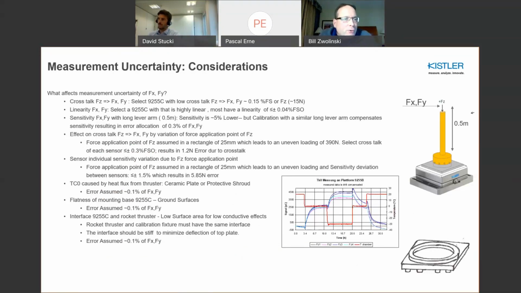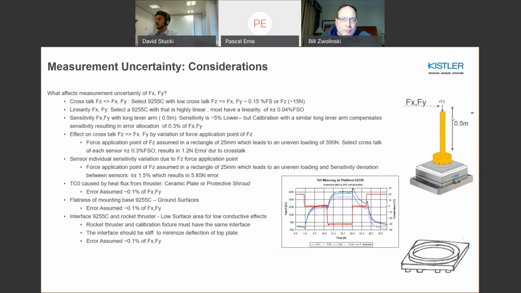So some of the considerations here anyway, I'll go through a few. Crosstalk: typically selecting instruments with low crosstalk will get you very good results, and that's what we would do in this case. Linearity also is a selection parameter. A lot of times linearity is a small percentage of the full scale range. The sensitivity of a long lever arm, FX and FY: when you have FX and FY at the nozzle, there's a long lever arm there, so you get a difference in sensitivity. Calibrating that out is very important.